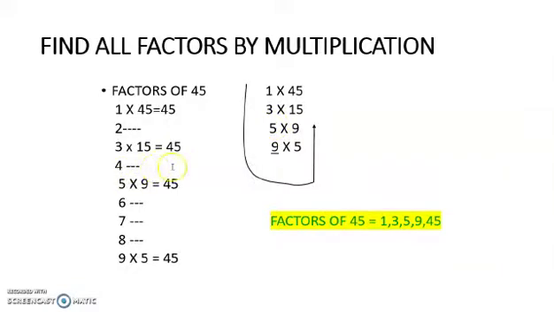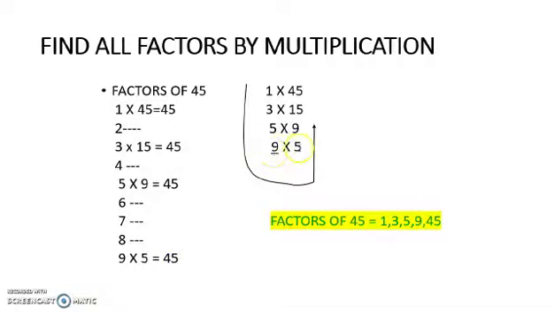4 is not a factor, not divisible by 45, so we will leave it. 5 into 9 is 45, so we have written it again here. 6 is not a factor of 45, it's not divisible. 7 is also not there. 8 is also not divisible by 45, so next number is 9 and we can see 9 is repeating itself. 9 into 5 is 45.